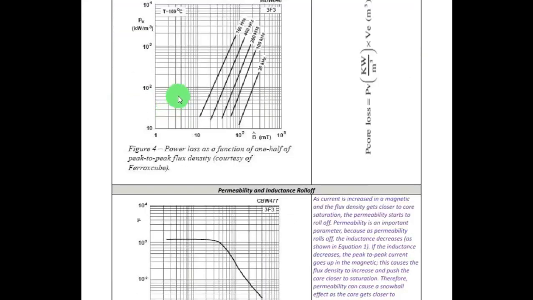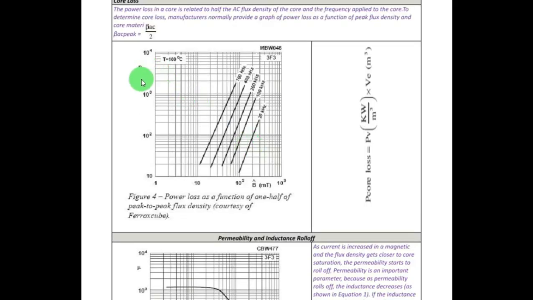So you can see this graph, they are saying that this graph is the plot of power loss as a function of one half of the peak to peak flux density. You can see here the flux density in mT, and here the power loss. So you can calculate the power loss equals PV into VE.